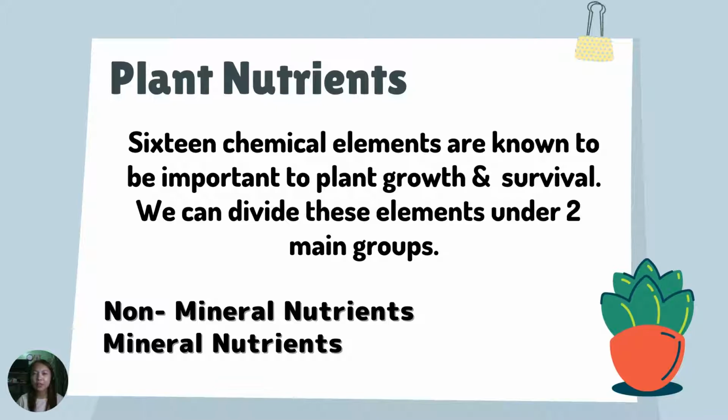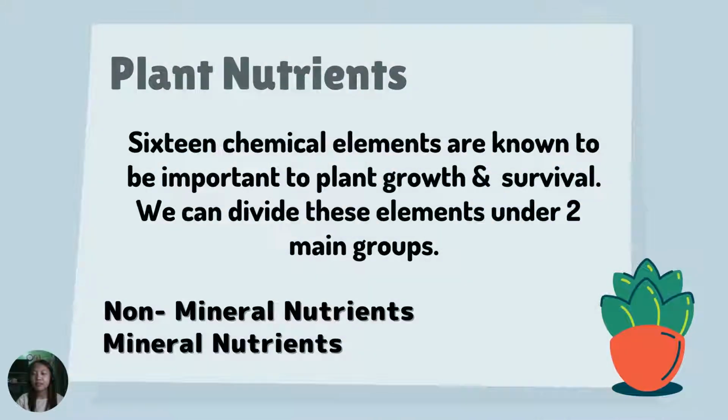Plants are one of the organisms that play a vital role in the survival of animals and human beings. Plant nutrients are one of the key factors for plants to survive and grow. There are 16 chemical elements that are known to be important for this. We can divide these elements into two main groups: the non-mineral nutrients and the mineral nutrients.